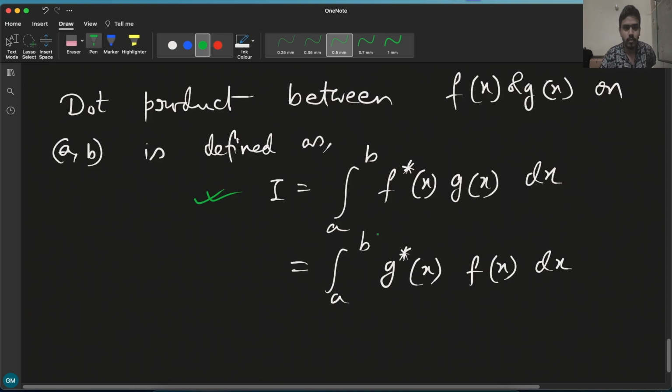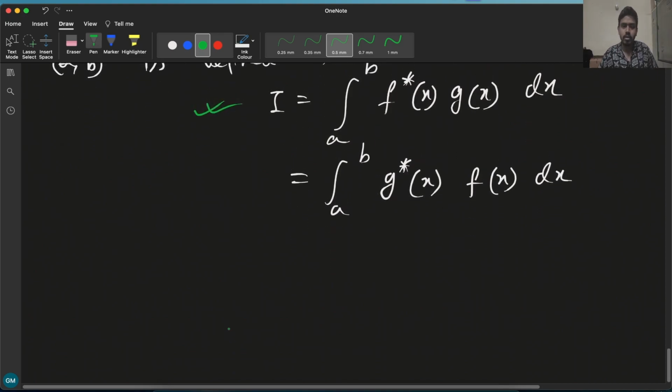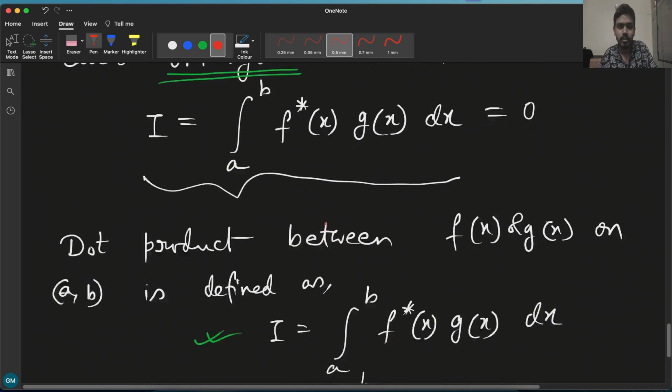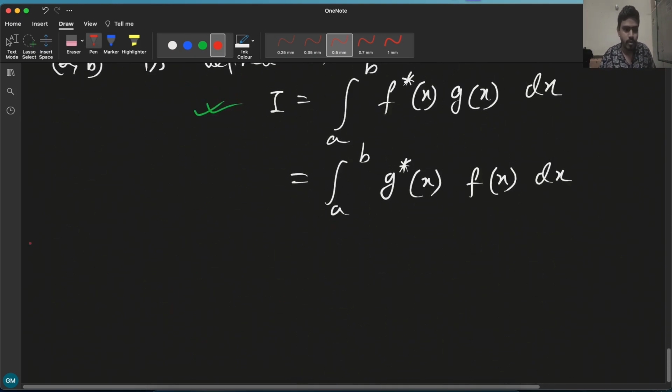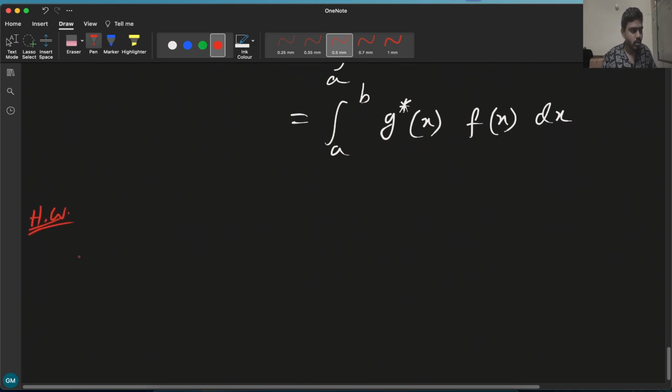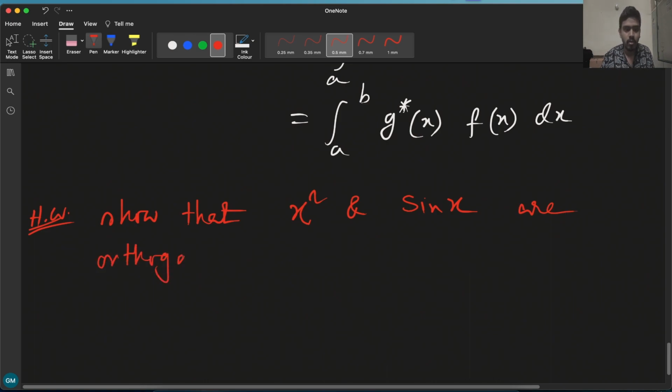Okay, so let me give you some homework related to this new definition of dot product. Homework: show that x square and sin x are orthogonal on -1 to 1.